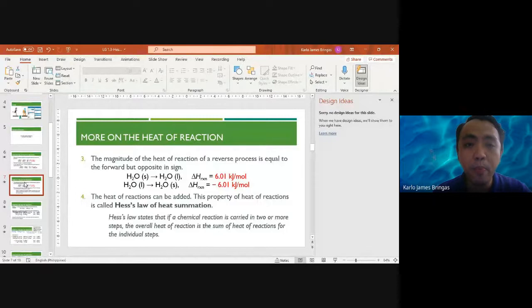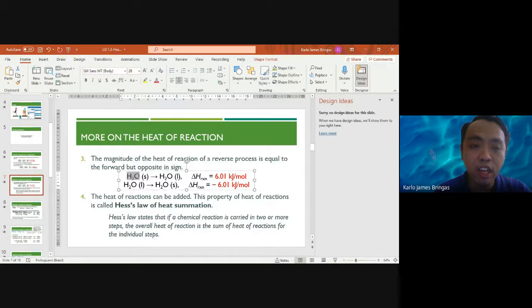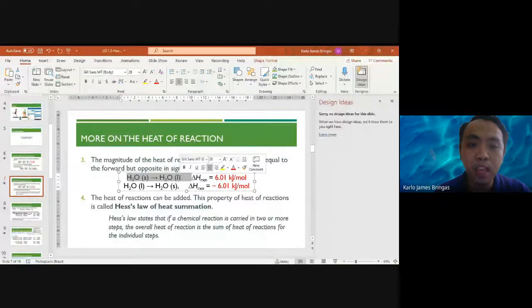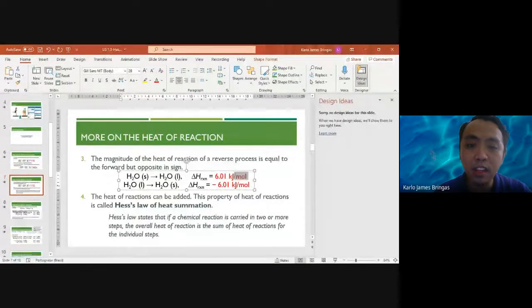Another property of the heat of reaction that we observe is that the magnitude of the heat of reaction of a reverse process is equal to the forward, but it is opposite in sign. So you have in here yet another thermochemical equation, for ice being converted into liquid water. Its delta H here is 6.01 kilojoules per mole.